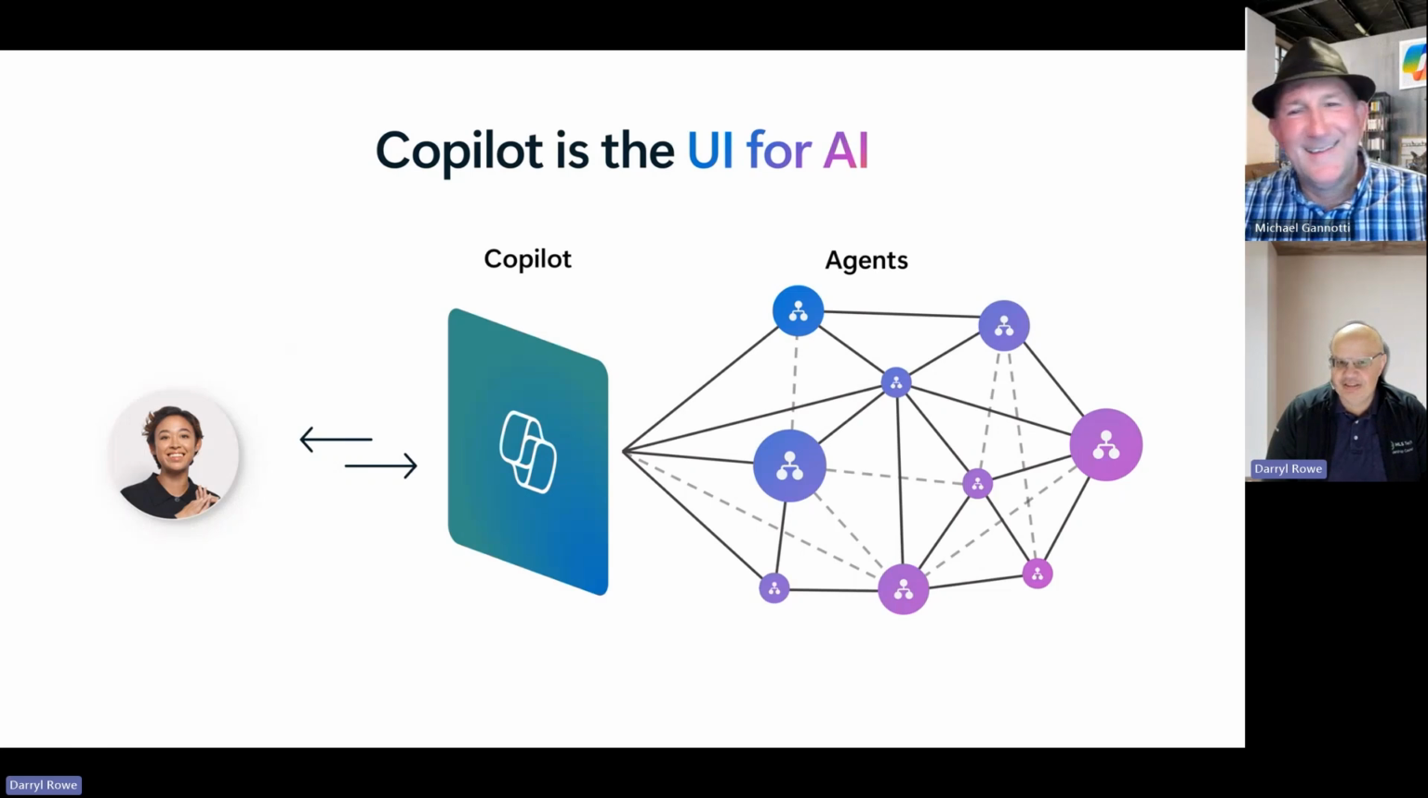So you might have seen this slide once or twice. We call Copilot the UI for AI, the user interface for artificial intelligence, the one-stop shop. We load up Copilot chat, and I can access my files, my OneDrive, the web, as well as agents. So the question is, how do you think of that? How do agents work out?